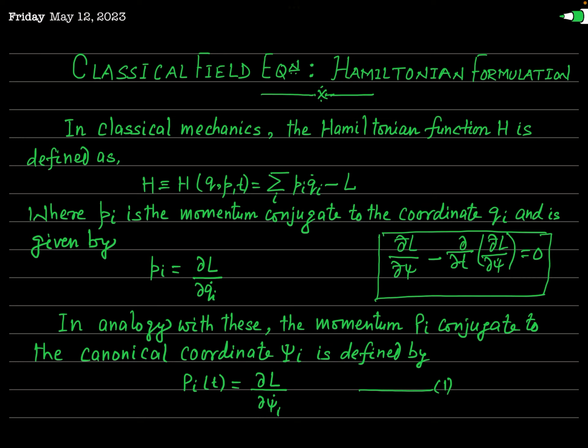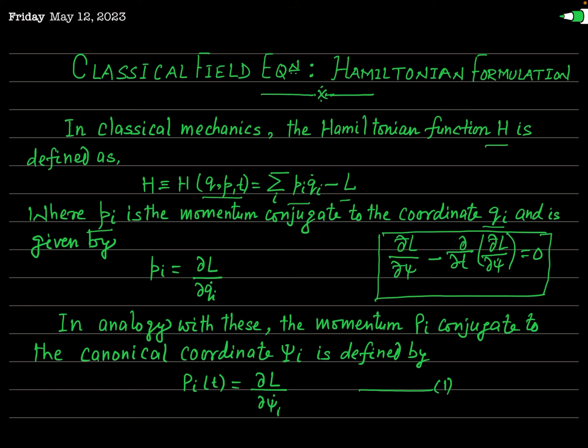As I have told you, in classical mechanics the Hamiltonian function H is defined like this. H is equal to H of q, p, t. You know that q is the generalized coordinates or position coordinates, p represents the momentum coordinates, and t is for time. This Hamiltonian function H is defined as the summation over i of p_i q_i dot minus L. Here, p_i is the conjugate momentum of the coordinate q_i.